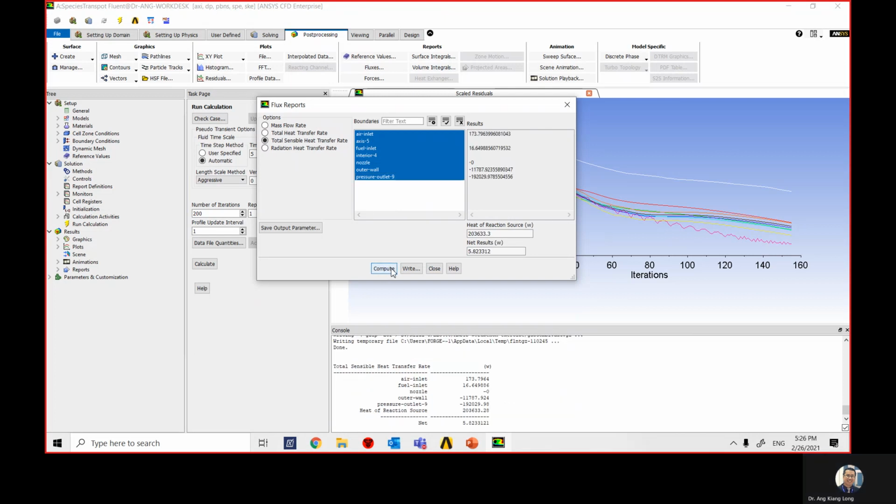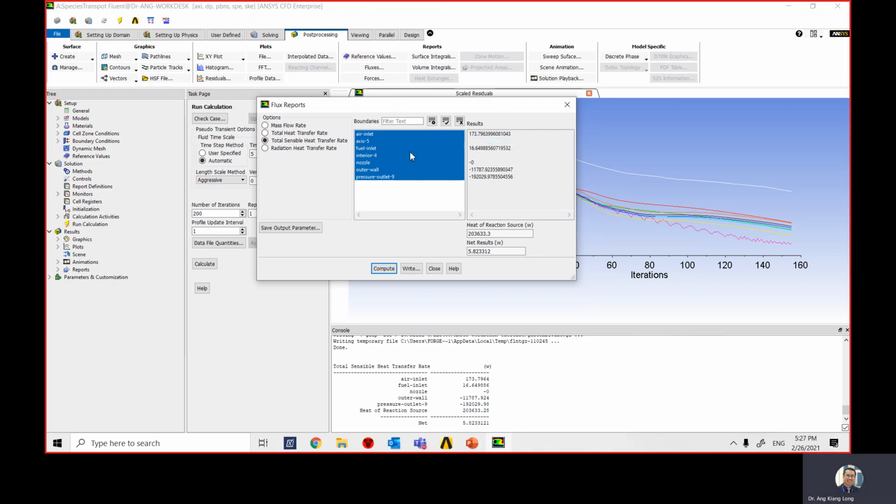Then we click compute. So in this case, the important thing is to make sure this net result is smaller compared to this number. And you can compare to all of these also. Make sure this number is smaller than what you see on the results over here. Okay. We call this net result the energy balance, and we consider a good energy balance is achieved in this case because the net result here is small compared to the reaction. The heat of reaction source here is very small. Yeah, very small.